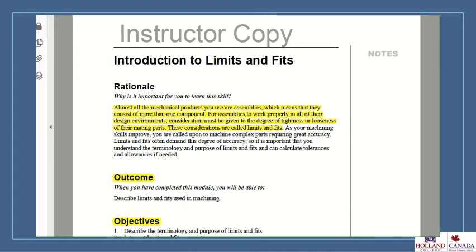Almost all mechanical products you use are assemblies, which means they consist of more than one component. For assemblies to work properly in all of their design environments, consideration must be given to the degree of tightness or looseness of their mating parts. These considerations are called limits and fits. As your machining skills improve, you are called upon to machine complex parts requiring great accuracy. Limits and fits often demand this degree of accuracy.